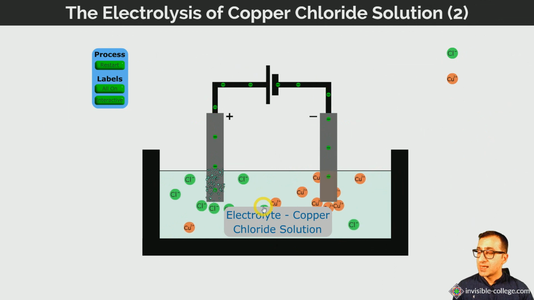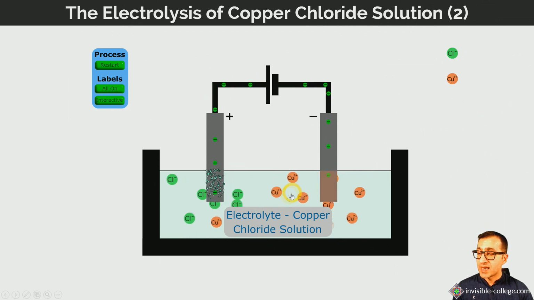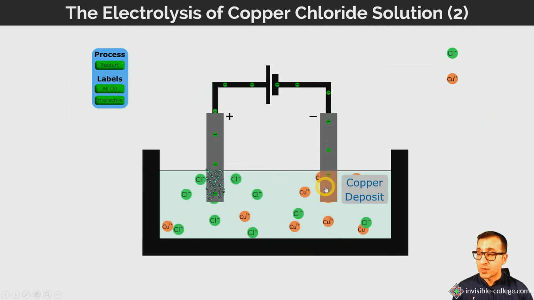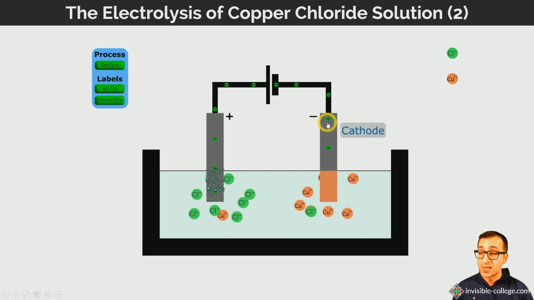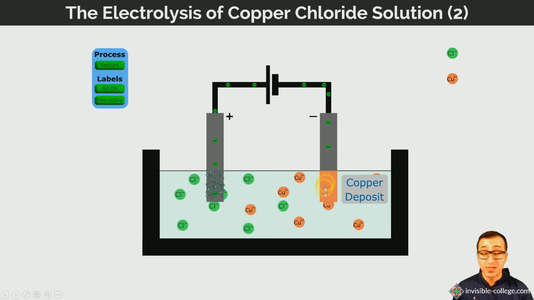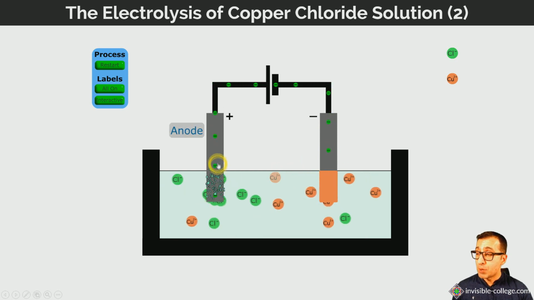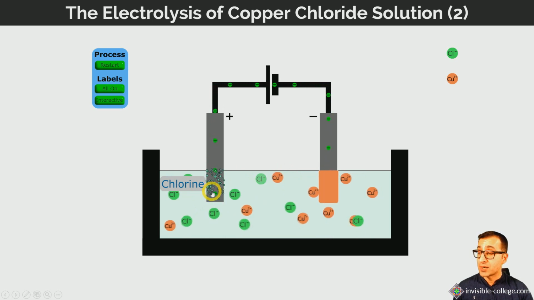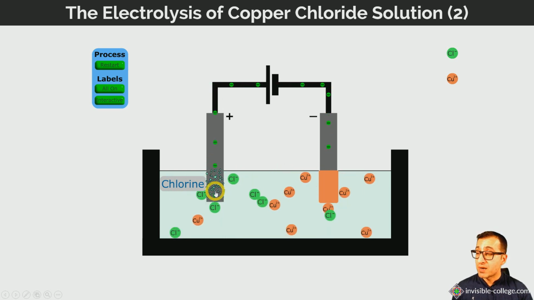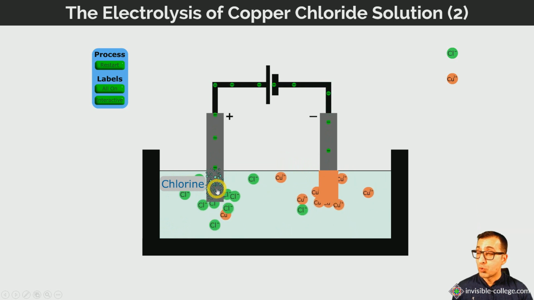So here we can see the electrolytes. This is copper chloride in aqueous solution. We see the copper ions migrating towards the negatively charged electrode because they are electrostatically attracted to it. They gain electrons to form a deposit of solid copper. At the positive electrode, the anode, the negatively charged chloride ions, which are attracted to the anode, will give up their electrons to form bubbles of chlorine gas.